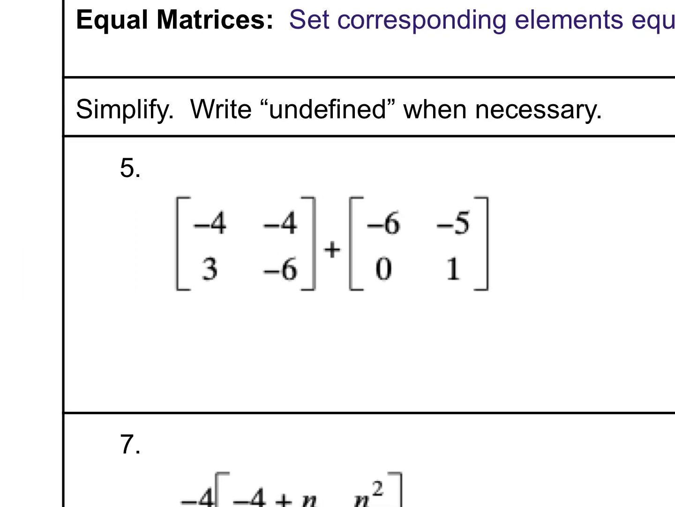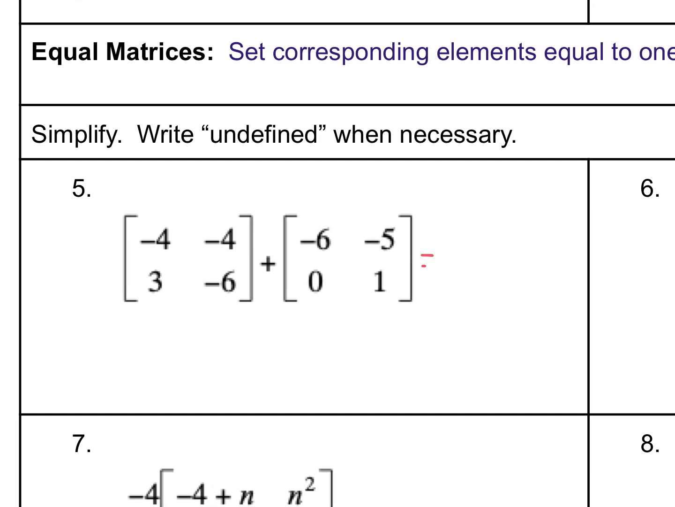Okay, we're going to start off with, what operation is this? Addition, yep, okay. Can I add these 2 matrices? Yes, because they have the same dimensions, right? What are those dimensions? 2 by 2. So my answer is also going to be a 2 by 2. And then I'm just adding up the corresponding elements, okay? So what I mean by that? -4 plus -6. What is that? -10. Cool.